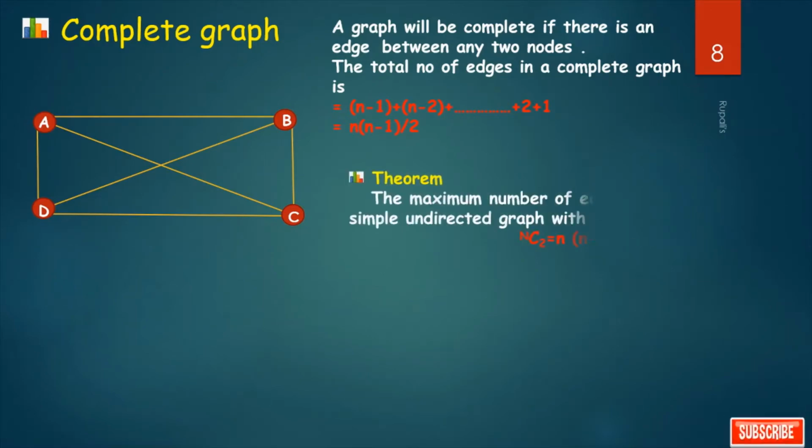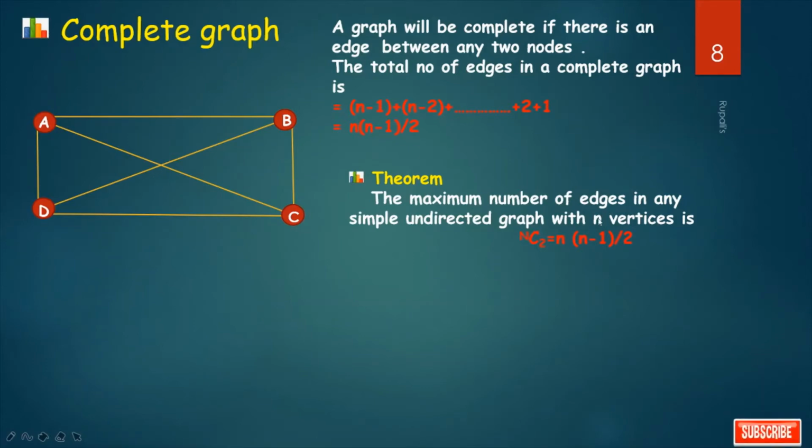Now we will learn one theorem. The maximum number of edges in any simple undirected graph with n vertices is nC2. See, for one edge there are 2 vertices. So maximum number of edges in any simple undirected graph with n vertices.